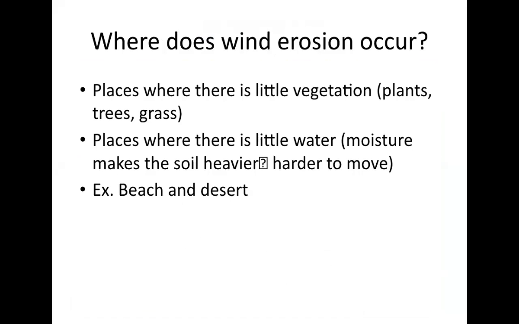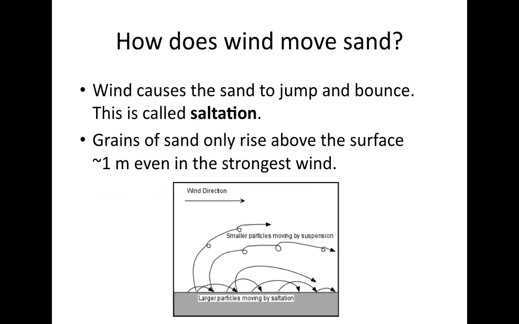So where does wind erosion actually occur? It occurs in places where there is little vegetation. So when we talk vegetation, we're talking plants, trees, grass. It occurs in places where there is little water. Okay, so moisture makes the soil heavier and harder to move. So examples of this would be a beach or a desert. And what do you see at a beach or in the desert? Sand, lots and lots of sand, okay?